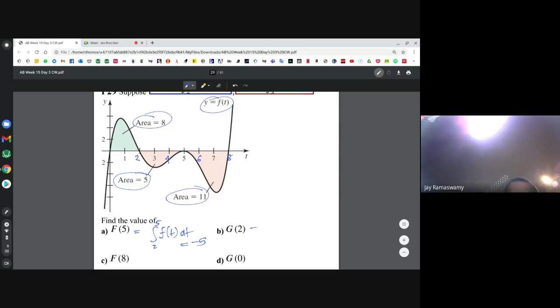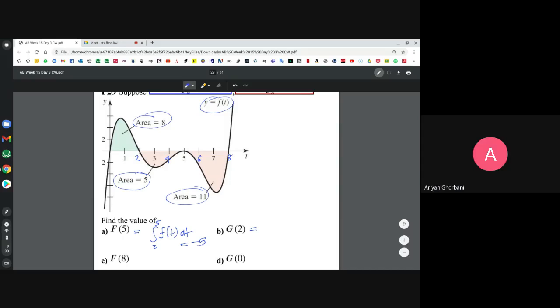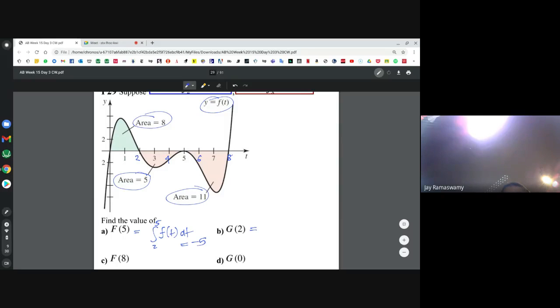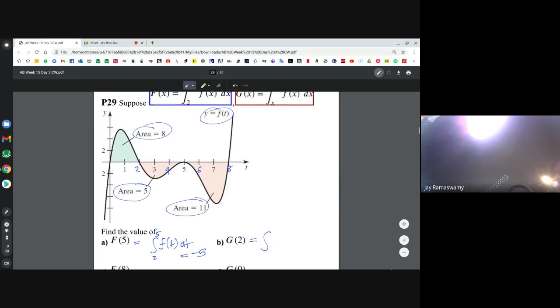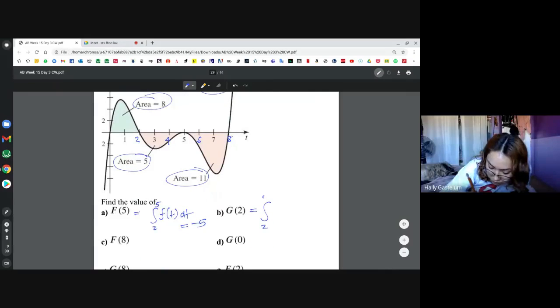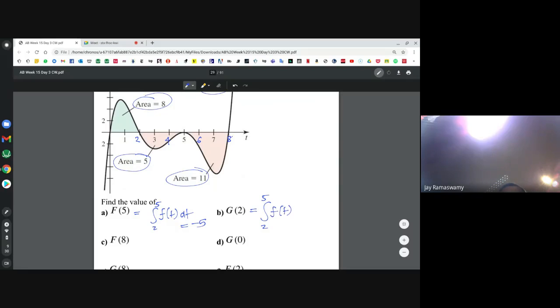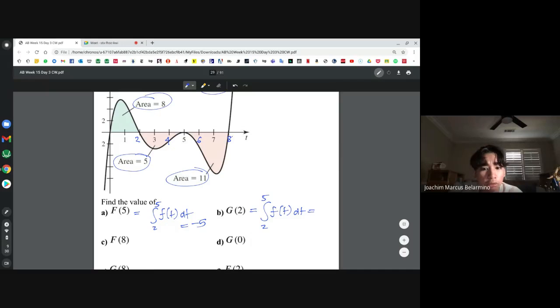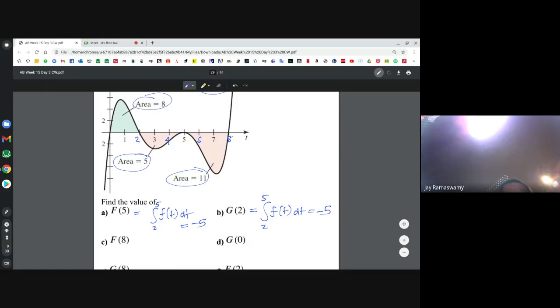Okay, we'll do B. Copy it on B. So first step, let's find G of 2, which is the area from 2 to 5, the integral of f of t dt. So the answer is just 5. Why is it positive 5? It's exactly the same problem. It's negative 5. It's the area from 2 to 5. We're below the axis, left to right. Have a look here. 2 to 5.